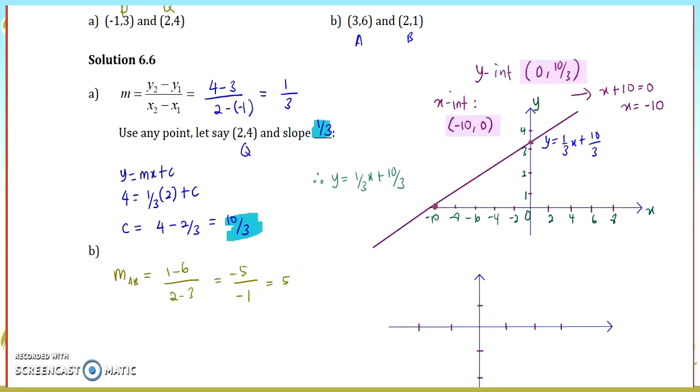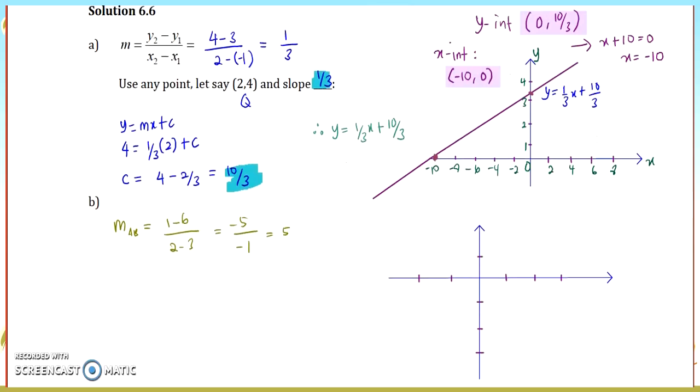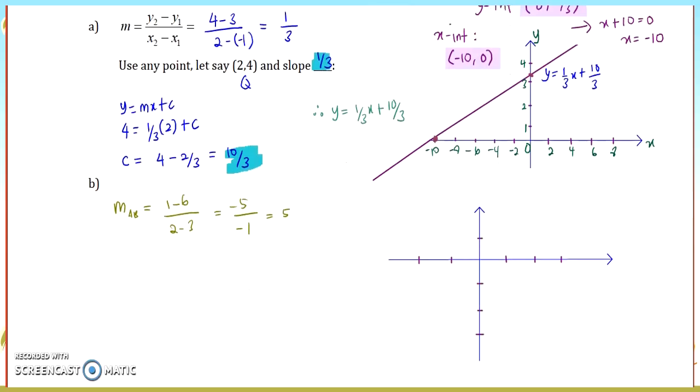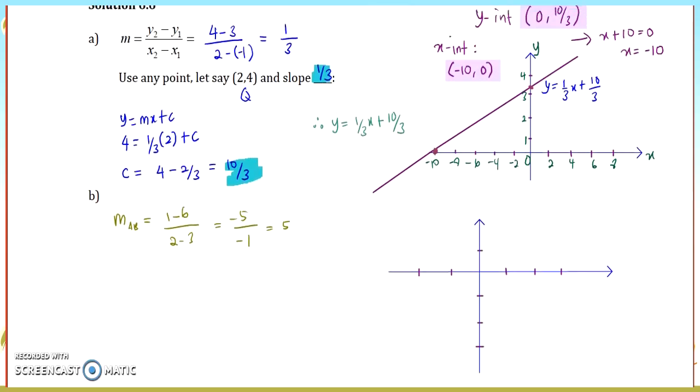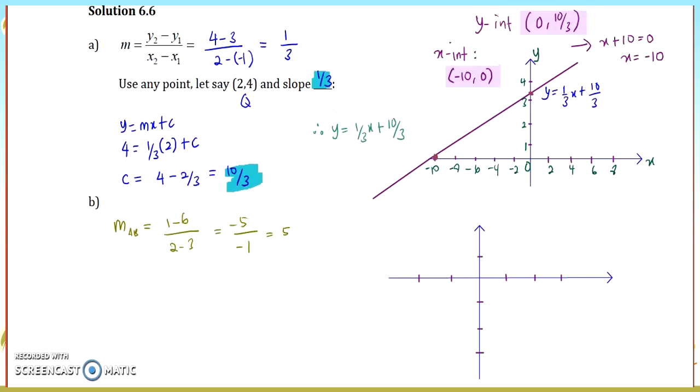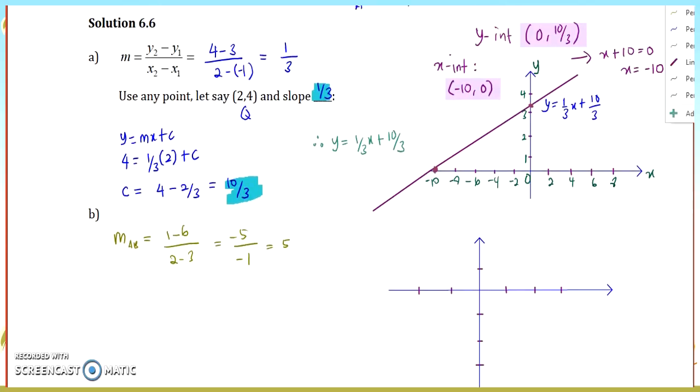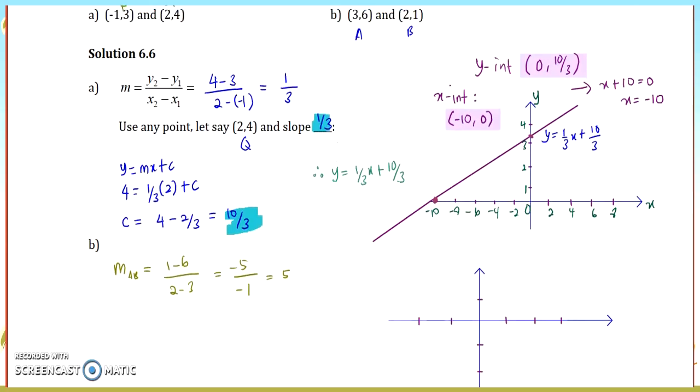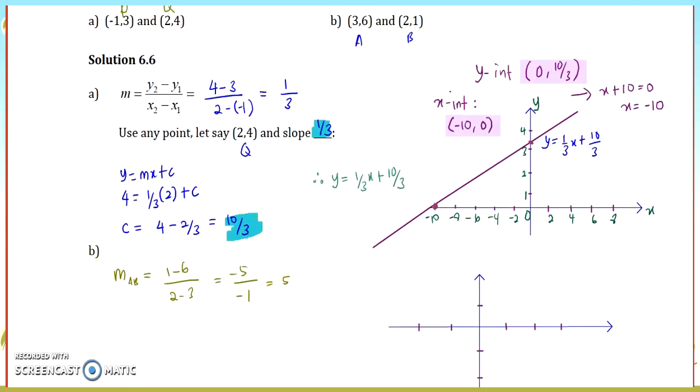So the slope or the gradient of this line is 5. Now, find the equation. We can use the point slope form to get the equation: y minus y1 equals m times x minus x1. We can find the equation by substituting the slope and also the coordinate of the given point.